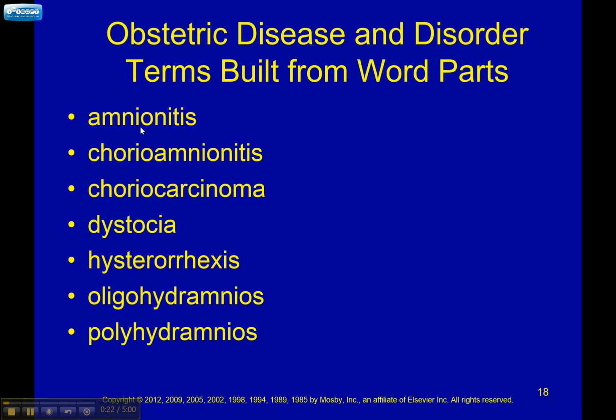So in this case, amnionitis is going to be right here. Chorioamnionitis. Remember, we have chorio, amnio, and then itis. And dystocia, remember, we can split this up according to our prefixes and suffixes and word roots. And you should be able to define all of these based on your knowledge of those terms from this chapter. Remember, you may have some from last chapter as well.